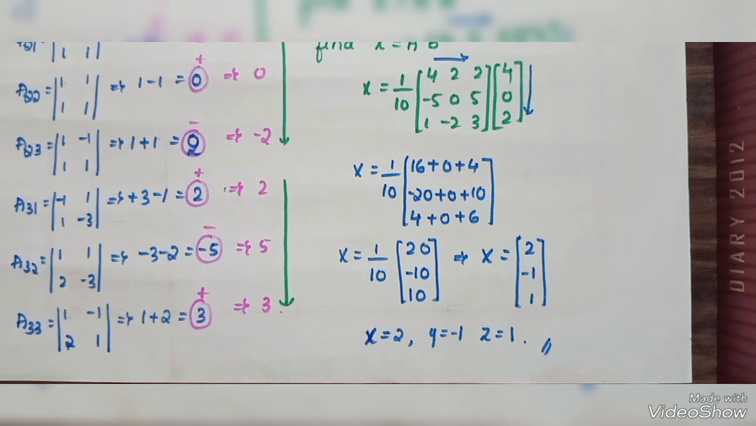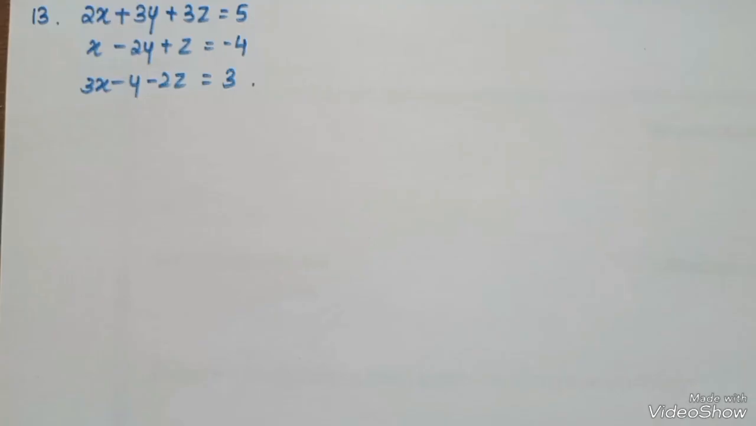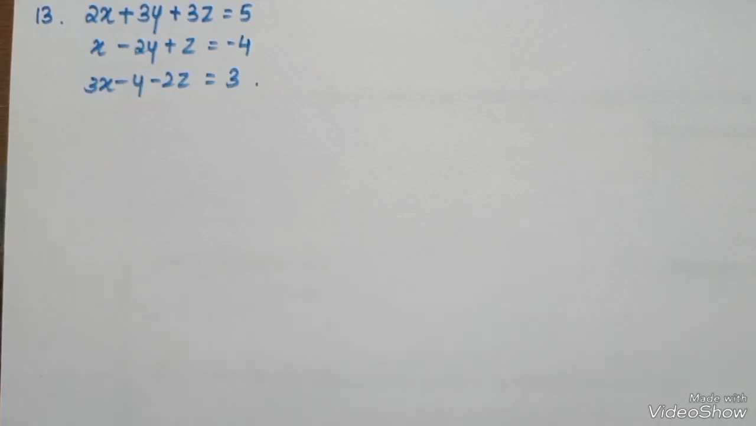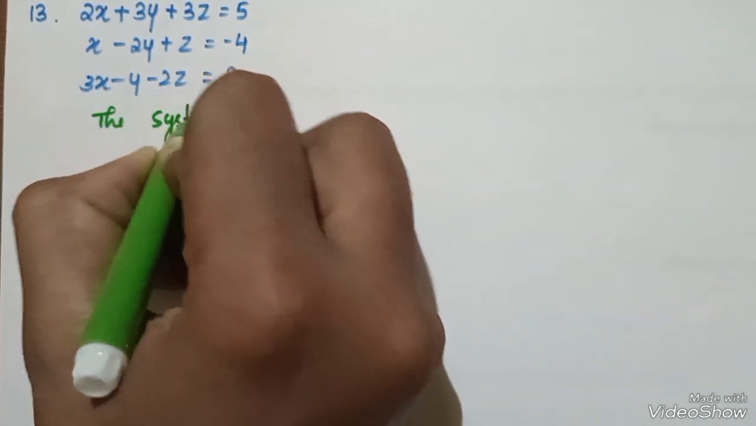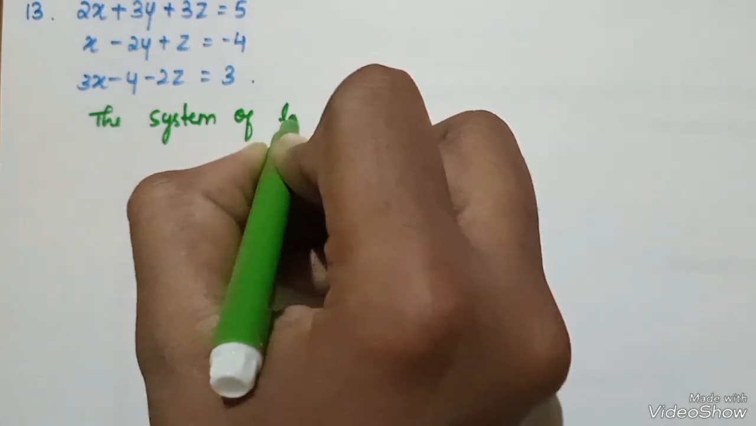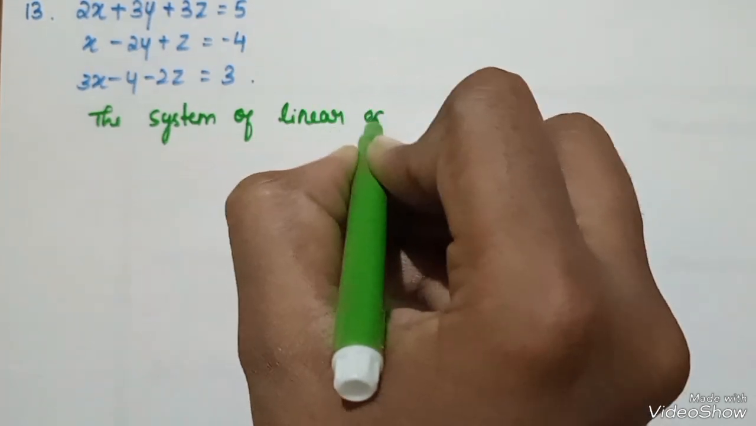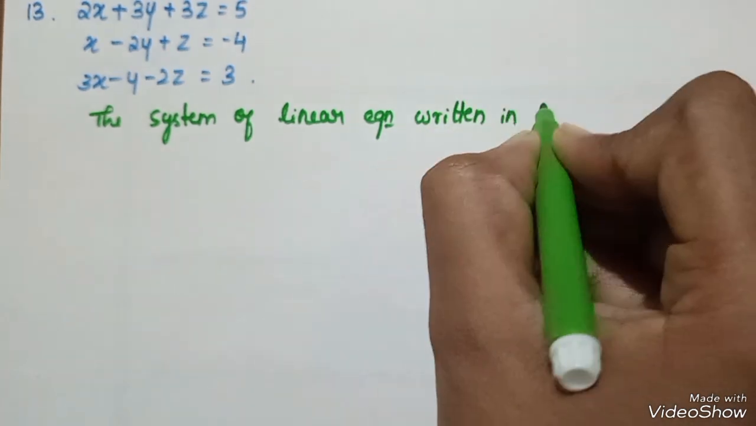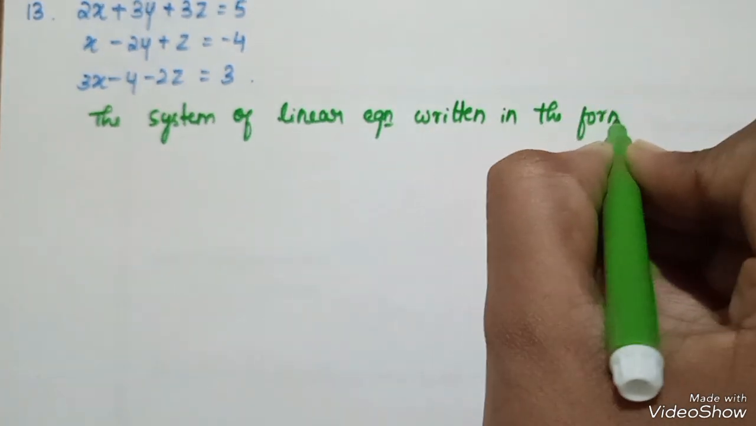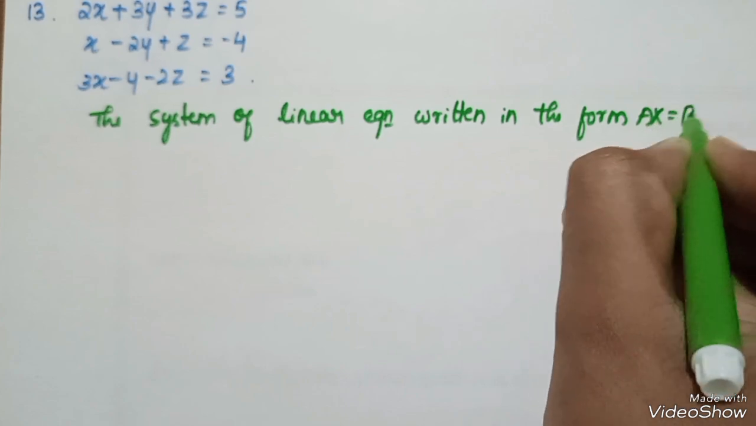Then the next question, number 13, that is 2x plus 3y plus 3z is equal to 5, x minus 2y plus z is equal to minus 4, 3x minus y minus 2z equal to 3. The first step: the system of linear equations is written in the form AX is equal to B.